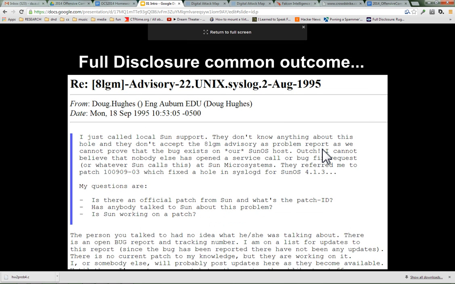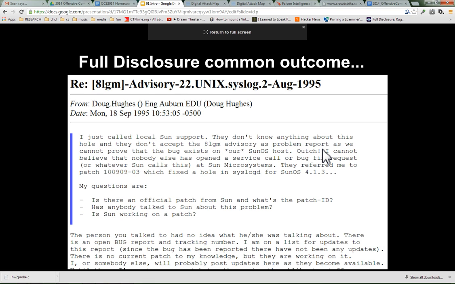There's a good follow-up I found on this. It's an email chain where someone said they just called Sun support and they don't know anything about this and they don't accept the 8-legged groove machine advisory as a problem and cannot prove the bug exists on, quote-unquote, our SunOS host. Yeah, that's pretty frustrating to find. If you see something with working, perhaps proof of concept exploit code, and you talk to the vendor about this, and they're like, yeah, those are not the droids you are looking for, kind of thing.